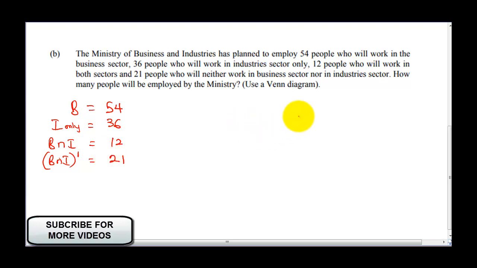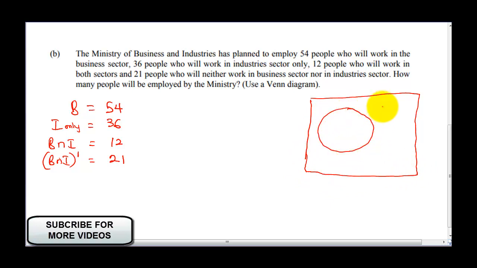In drawing our Venn diagram, let me start. This is our Venn diagram. The first circle is going to be business, and the second circle is going to be industry. Now, notice B intersection I is this point, so we're going to say it's 12. Get that? Now notice it said I only, it's going to be 36. So I only is going to be here. But notice for business, we have 54 people. Now, it didn't say business only. That means there are some people working in the industry sector who are also working in business.